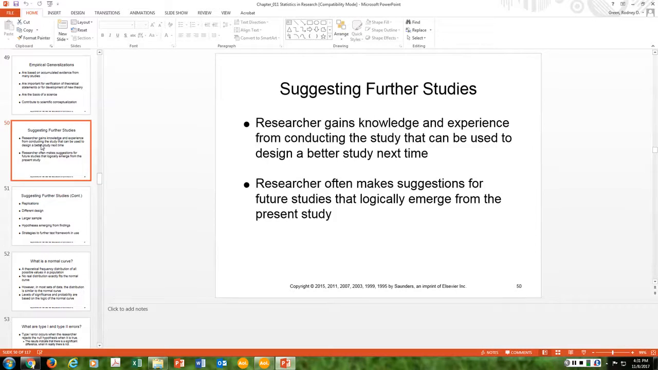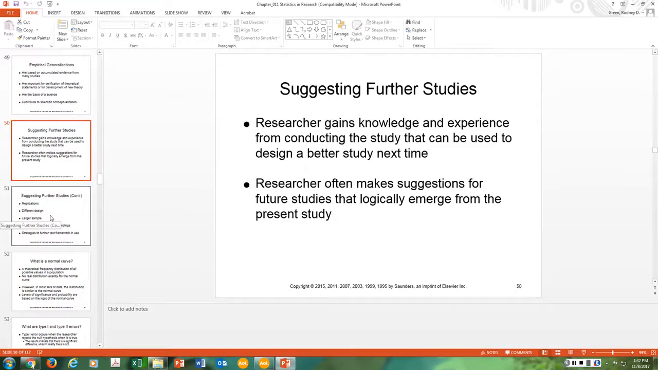Once a researcher has conducted a study, analyzed the data, and has written up the findings, the researcher will suggest further studies that could be enacted based on what they have just completed. The researcher gains knowledge and experience from conducting the study that can be used to design a better study next time. Researchers often make suggestions for future studies that logically emerge from the present study.